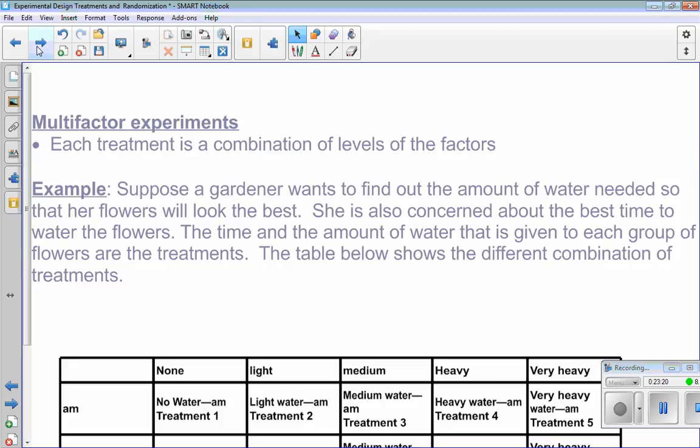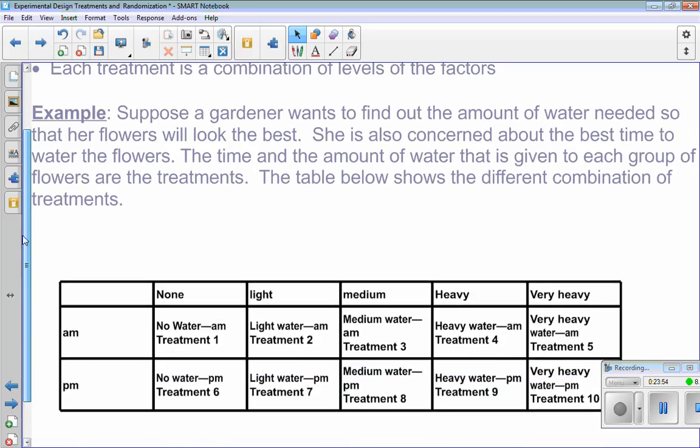Sometimes you have something called multi-factor experiments. Let's suppose that the amount of water is important, but the best time to water the flowers is important too. You should always water in the morning, never at night. If you water at night, the water stays on top of the leaves and causes mildew. It can actually kill the plant. You want to water in the daytime so the sun can warm them up. They have their water, they have the sun, chlorophyll happens, and they get to make their own food.